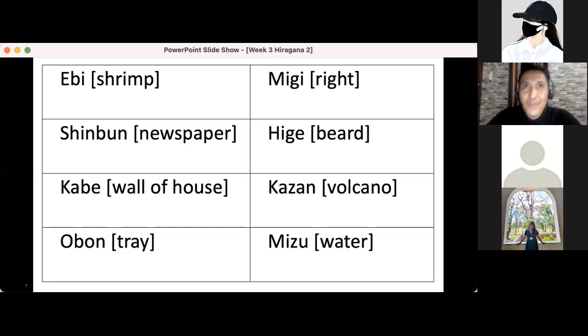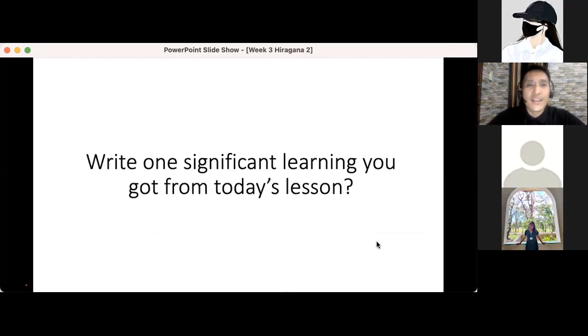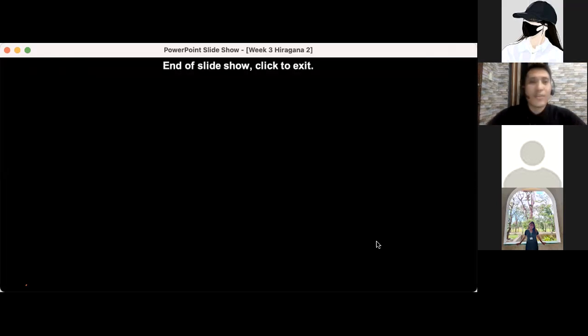So kung gusto mong uminom ng tubig, sabihin lang omizu kudasai. So omizu kudasai means water please, no? Omizu kudasai. Okay, so ito yung first part ng ating lesson.